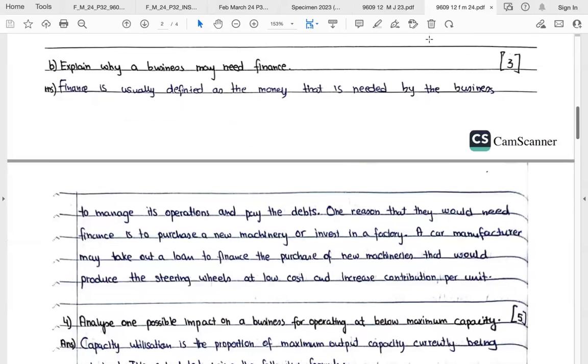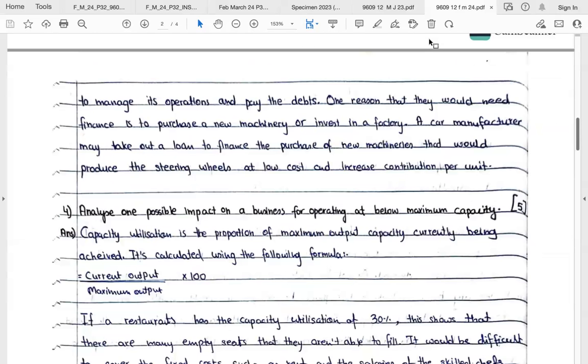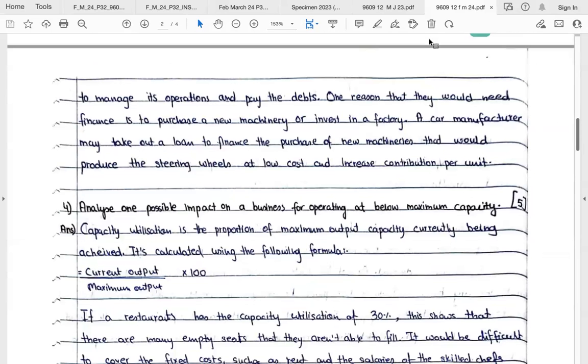Explain why a business may need finance. Finance is usually defined as the money that is needed by the business to manage its operations and pay the debts. One reason that they would need finance is to purchase new machinery or invest in a factory. A car manufacturer may take out a loan to finance the purchase of new machines that would produce the steering wheels at a low cost and increase contribution per unit. Perfect. 3 out of 3.